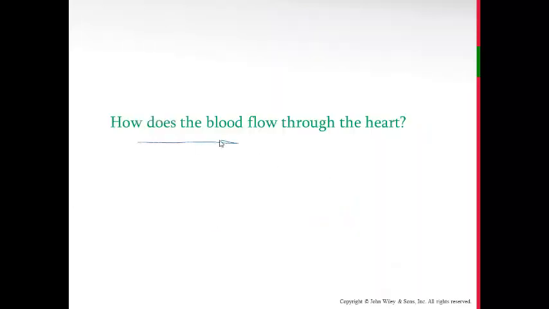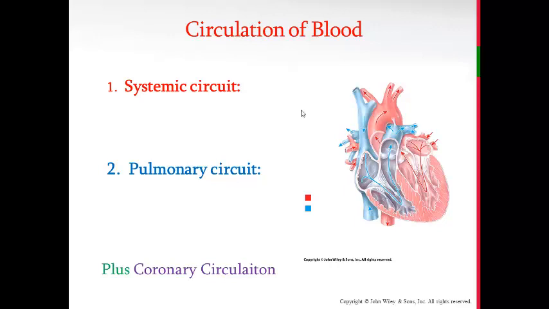Now, how does your blood flow through the heart? We're going to take a look at several routes that are very important. The circulation of the blood from our heart eventually goes to three pathways. The first is what we call the systemic circuit, which means blood goes from the heart all the way to the rest of the body.